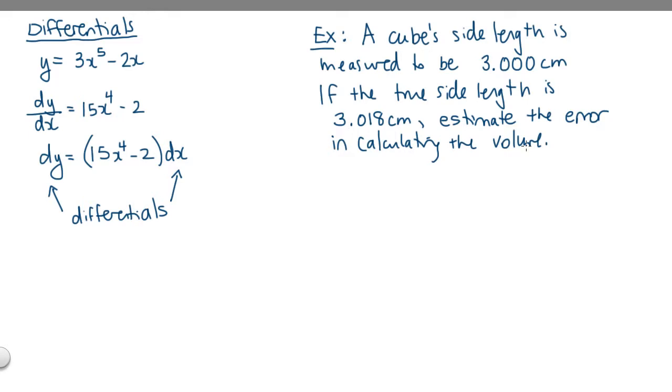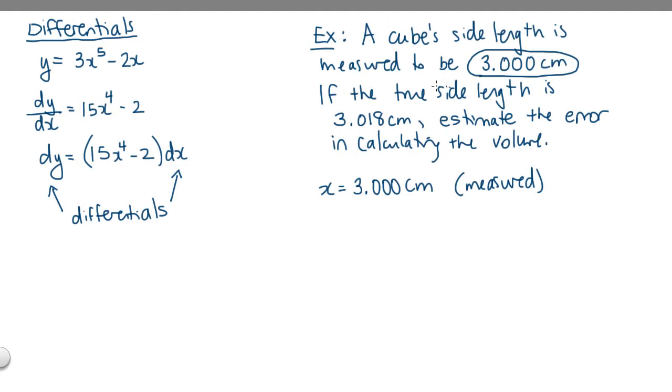Well, first thing we can do here is try to organize some of the information that was given in the question. So first thing we see is this 3.000 centimeters. That's our measured value in the problem. So let's give this side length a name. Let's say maybe call the side length x. So the x value that we measured, 3.000 centimeters. Okay, so in this type of error problem, the value of your variable is always your measured value.